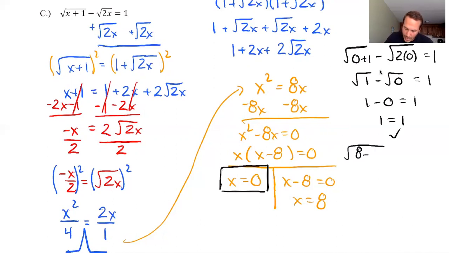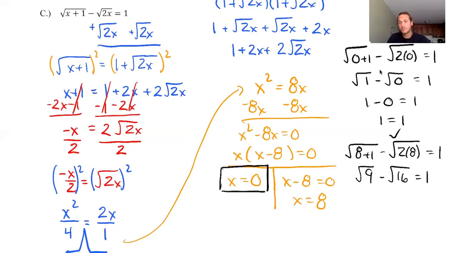I've got radical 8 plus 1 minus radical 2 times 8 is equal to 1. This gives me radical 9 minus radical 16 is equal to 1. Square root of 9 is 3. Square root of 16 is 4. 3 minus 4 is negative 1. Does negative 1 equal 1? It doesn't. So this one rejects, and my only answer is x equals 0.